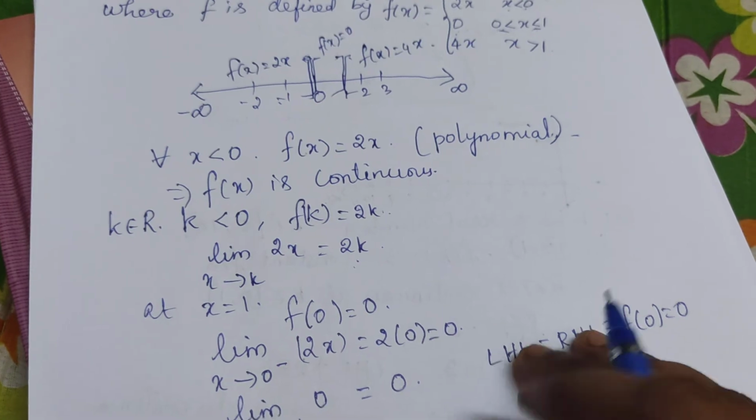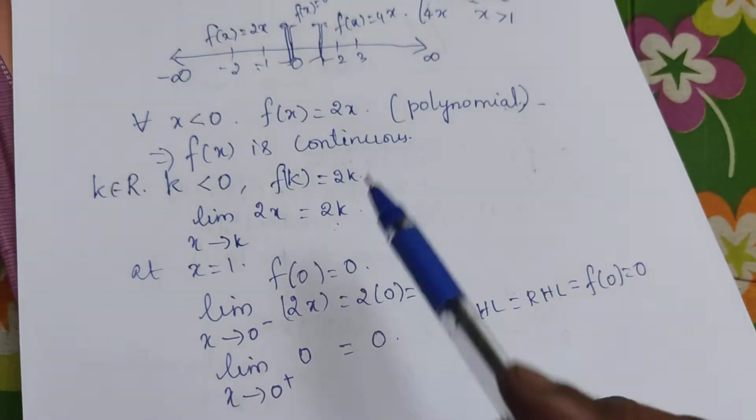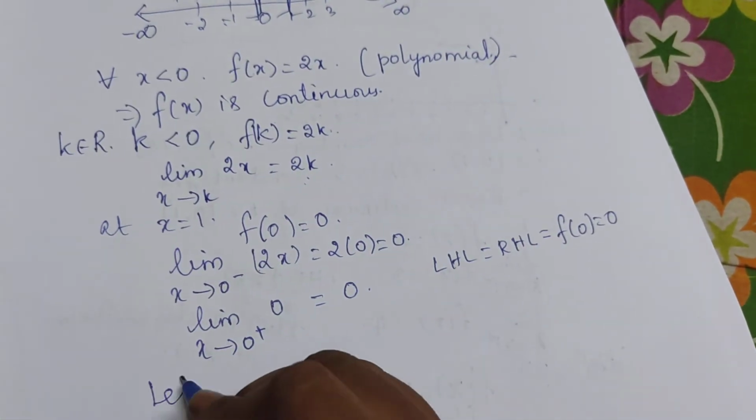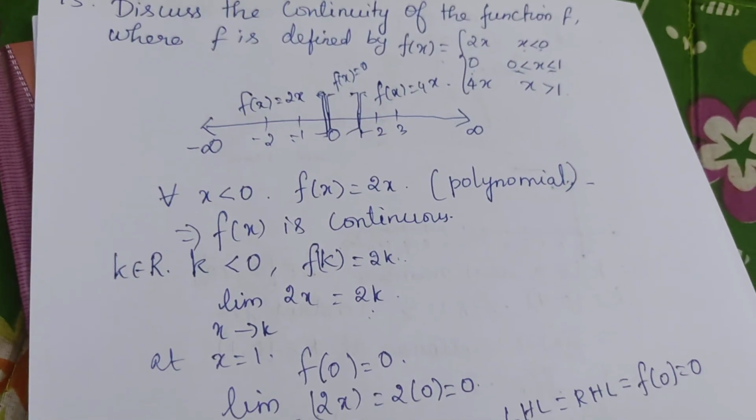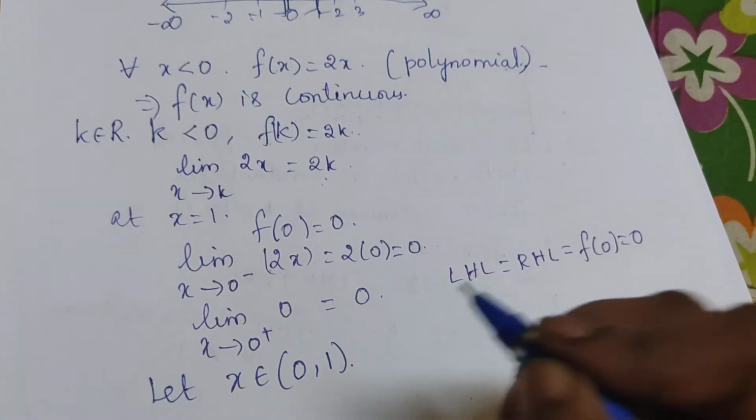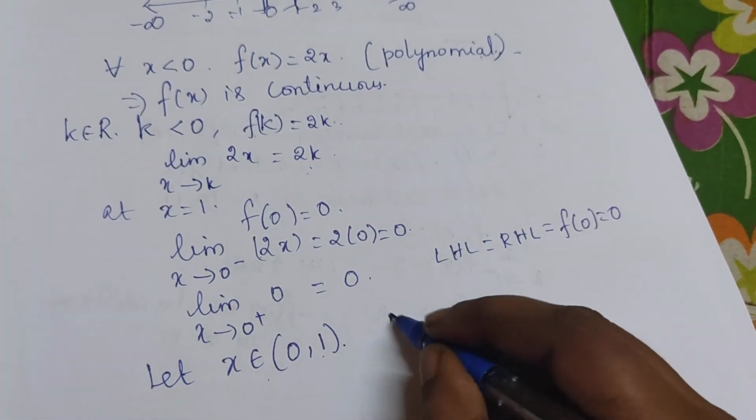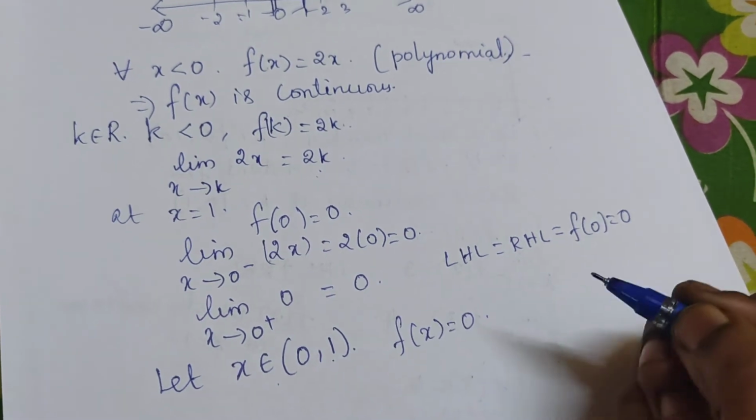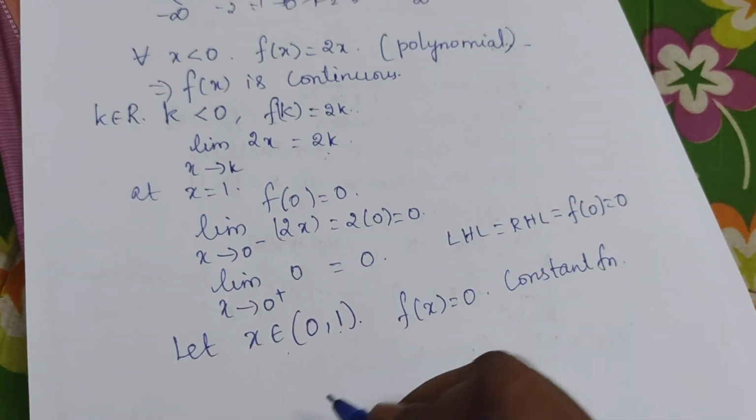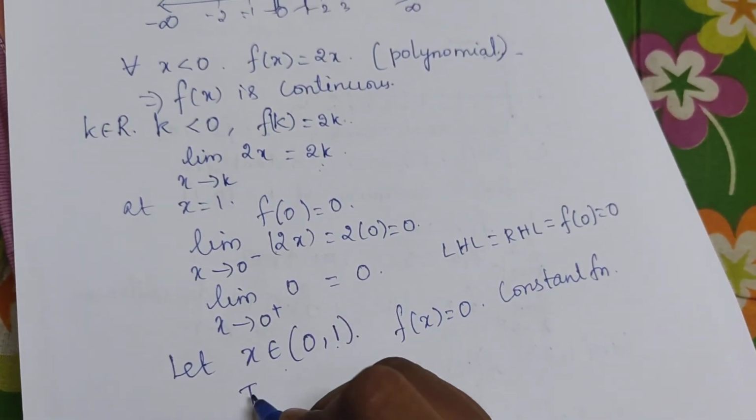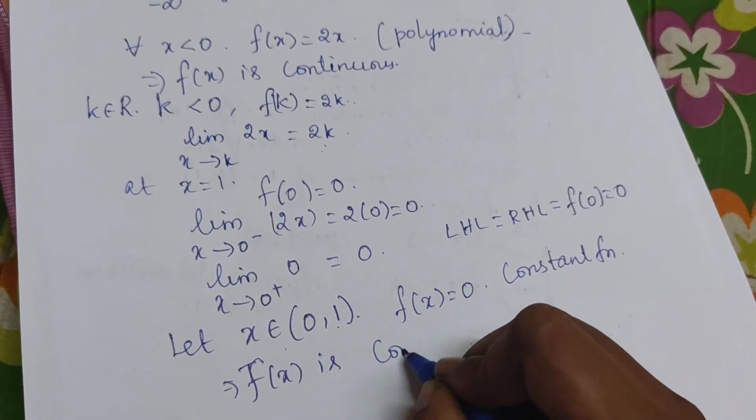And we'll consider x from this interval. Let x belong to the interval 0 to 1. Again here, for all x belonging to this interval, f of x is 0 only, which is a constant function. So a constant function is a continuous function. It's continuous.